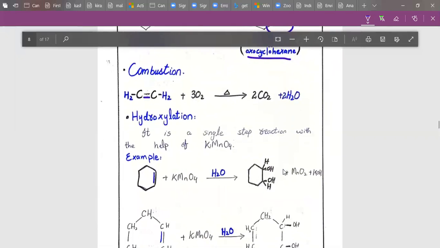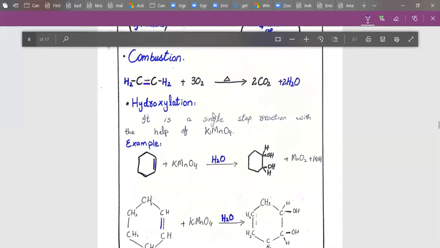Combustion process. The same as alkene, alkyne also undergoes a combustion process, and with the help of combustion we can produce carbon dioxide. We can get carbon dioxide and water.